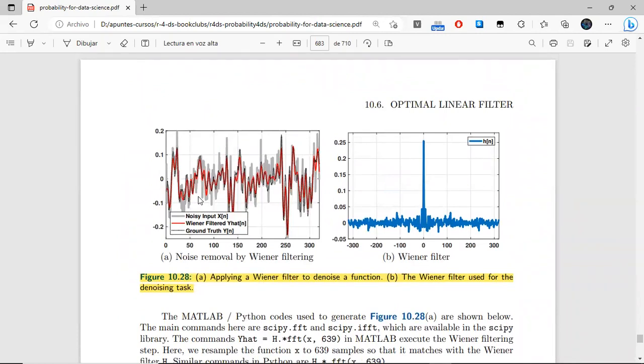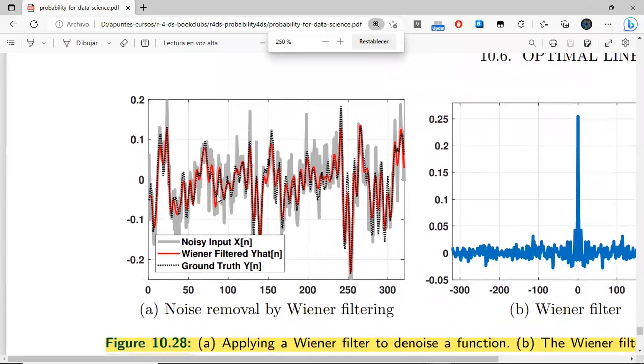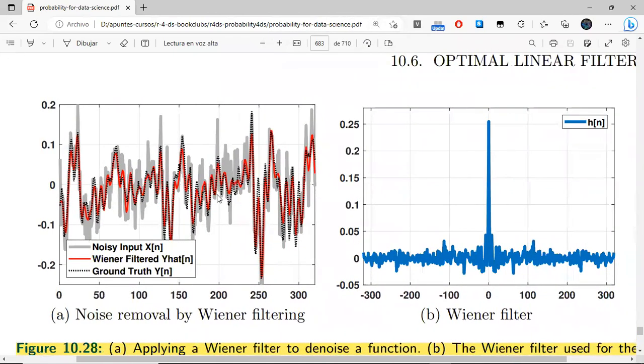Over here, for example, they are applying the Wiener filter to the noisy function, where the gray graph is the noisy input. I thought it was pronounced Wiener. I'm not sure about that. But I'm not 100% sure about that.